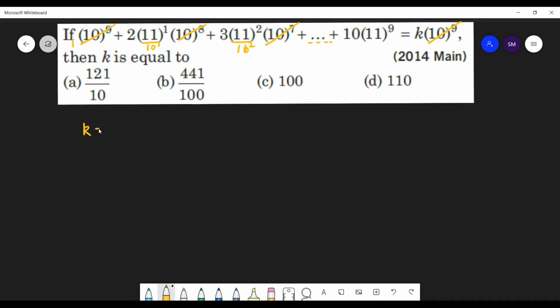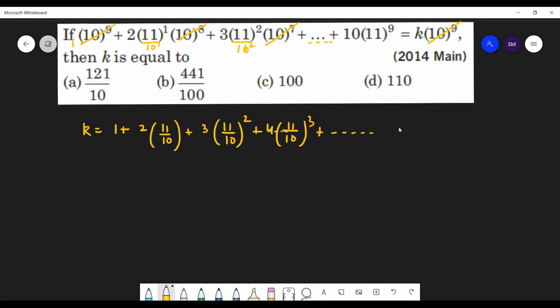So what do you get? K equals 1 plus 2 into 11 upon 10, plus 4 into 11 upon 10 raised to the power 3. You can do this on paper itself; nowadays you have an online exam, but you are supposed to save some steps. Agreed, students, or not?